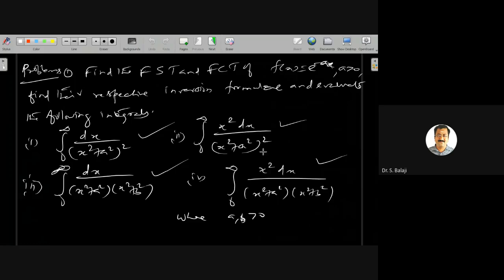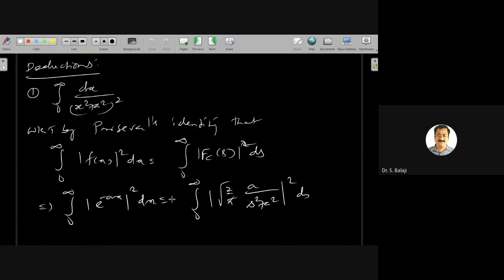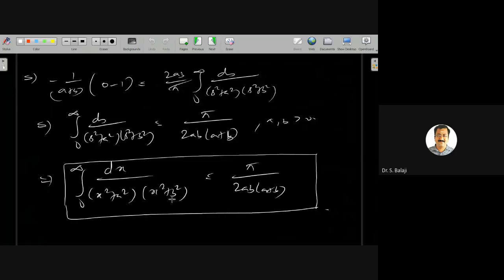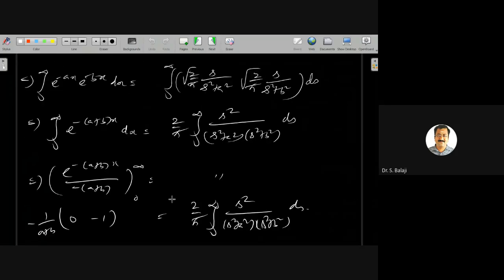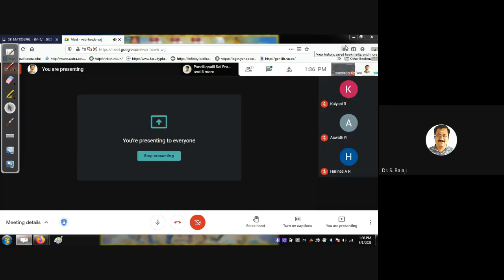If the denominator is this type of polynomial, you remember this function. Suppose they are asking directly to evaluate these integrals using the Fourier transform technique, it means you remember this function f of x equal to e power minus ax, then proceed with sine and cosine transform. With the help of that, we can finish the solution and find the value of the integration. So this is a very important problem. All of you getting the same answer for this problem?